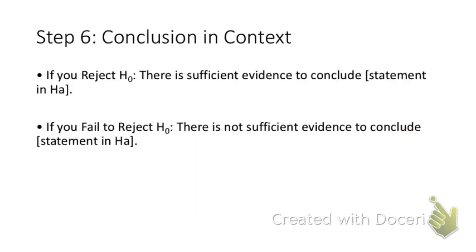That's my last step. Well, step 7 is like an optional step. Step 6 is the conclusion in context. So that is where you say there is or there is not sufficient evidence to conclude. So steps 5 and 6, I usually combine them into one because that's our final conclusion.